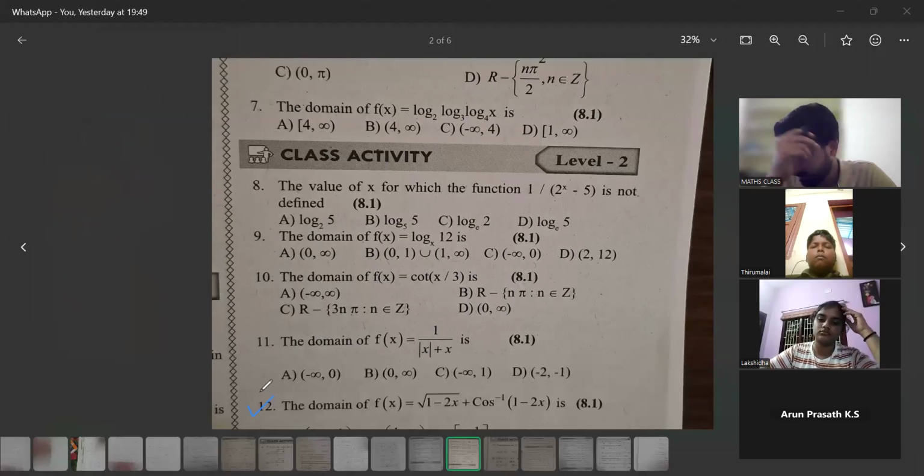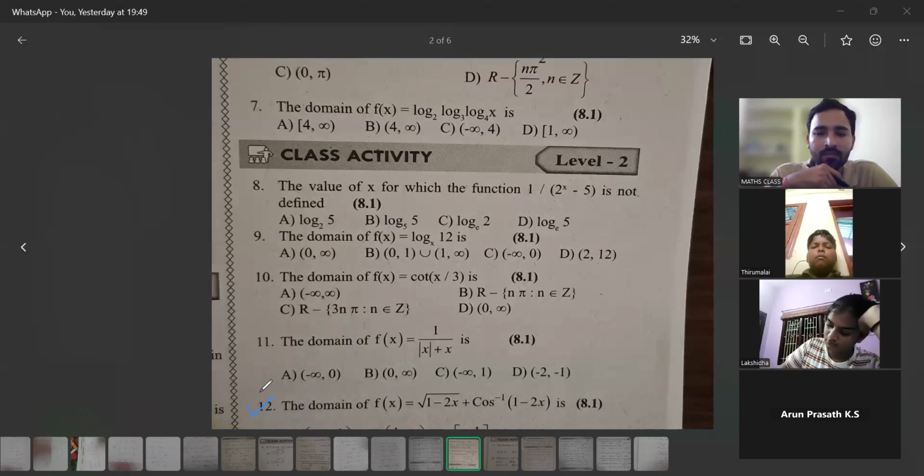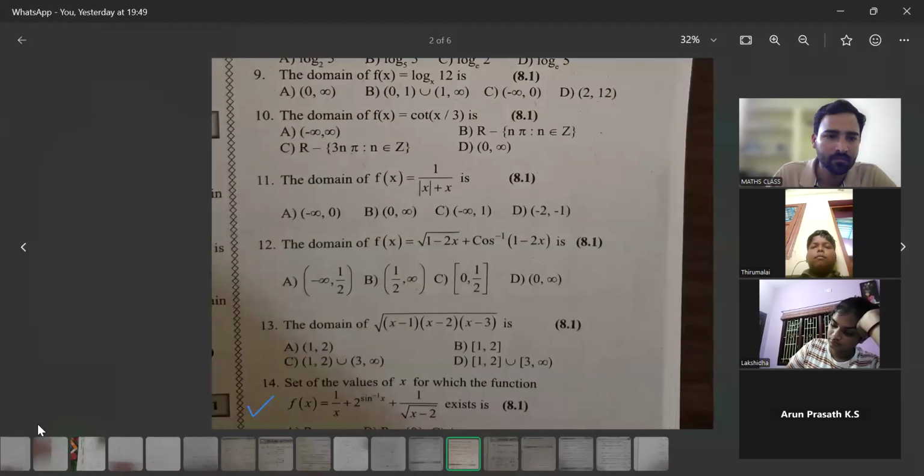Question number 11. Find the domain separately and take the intersection. Domain of cos inverse x is -1 to 1. That means 1 minus 2x should belong to -1 to 1.